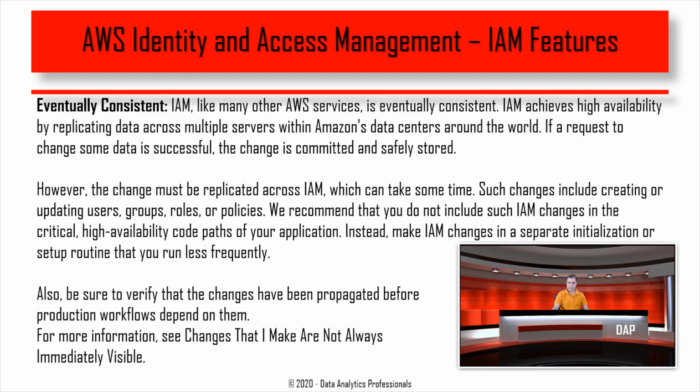Now, eventually consistent, and by this I mean IAM, like many other AWS services, is eventually consistent, which is really important. IAM achieves high availability by replicating data across multiple servers within Amazon's data centers around the world. If a request to change some data is successful, the change is committed and safely stored. However, the change must be replicated across IAM, which can take some time. Some changes include creating or updating users, groups, roles, or policies.